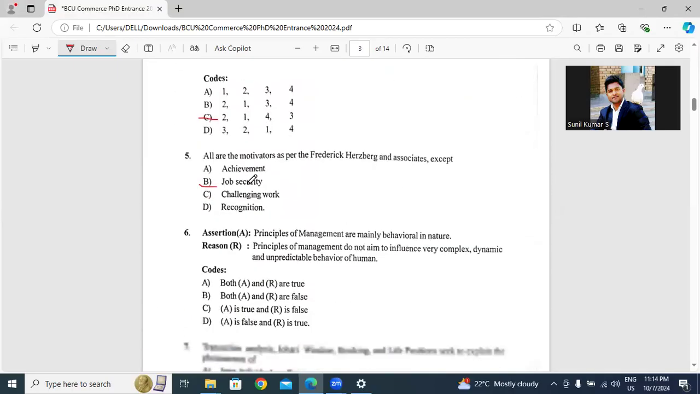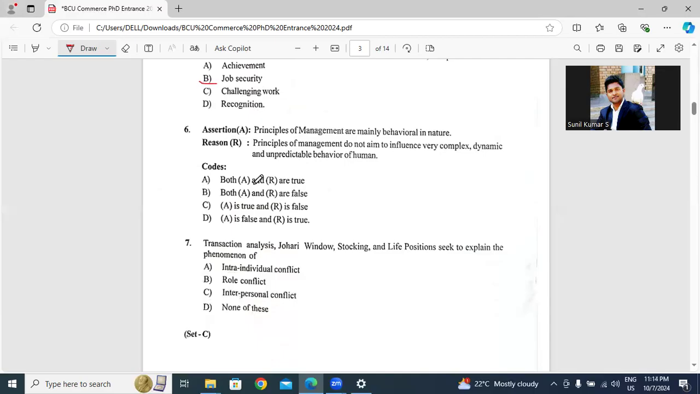Fifth question over, and let's go to the sixth question. Principles of management are mainly behavioral in nature. This is the assertion. Reason: principles of management do not aim to influence the very complex, dynamic, and unpredictable behavior of humans. So, both assertion and reasoning are true.